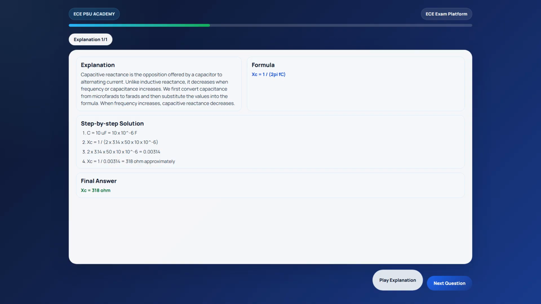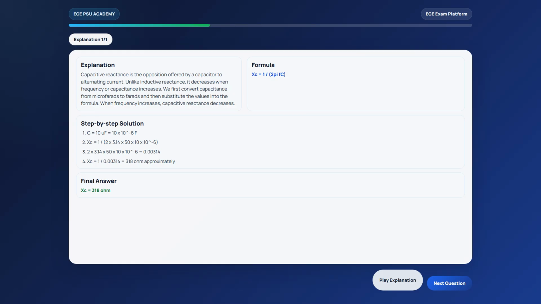Step 1. Convert the capacitance to farads. 10 microfarads equals 10 times 10 to the power of negative 6, which equals 0.00001 farads. Step 2. Substitute the values into the formula. XC equals 1 divided by 2 times 3.14 times 50 times 10 to the power of negative 6.